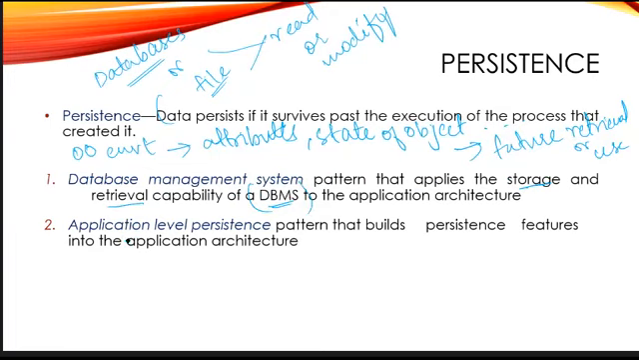Whereas the next one is the application level persistence. Now, as with the previous one, you're just using the same features of the DBMS. Whereas within application level persistence, these patterns are built within the application itself. The application directly stores the data within the system. So that is application level persistence.